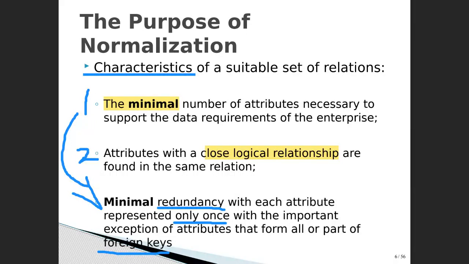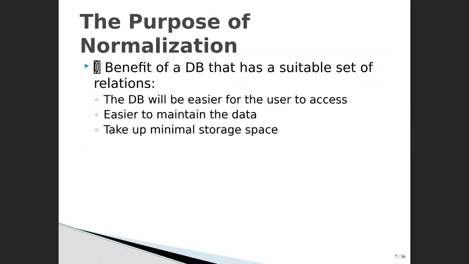So what are the main characteristics? They are two: minimal number of attributes, and attributes must have a close logical relationship. Minimal number of attributes means no redundant data. It has only one appearance within the same relation, with an exception of having foreign key attributes.